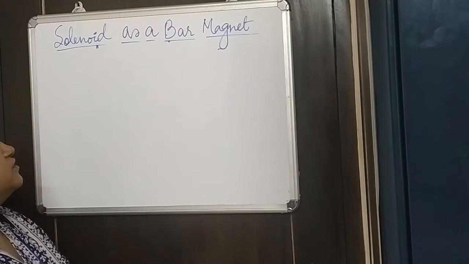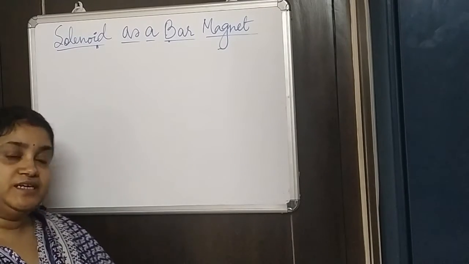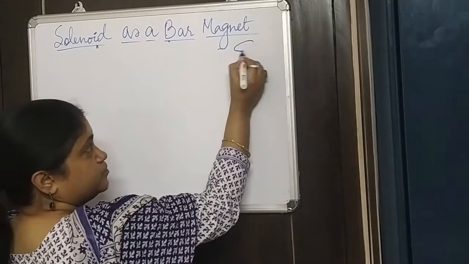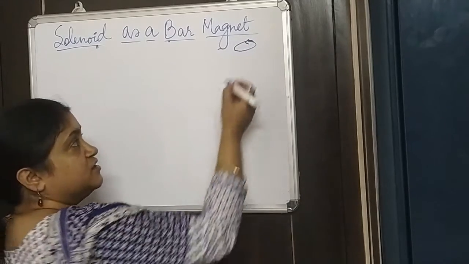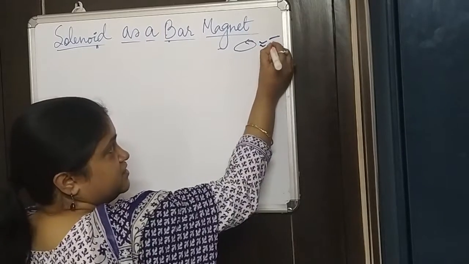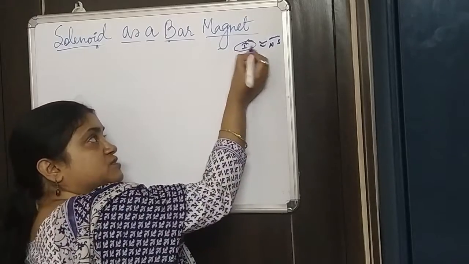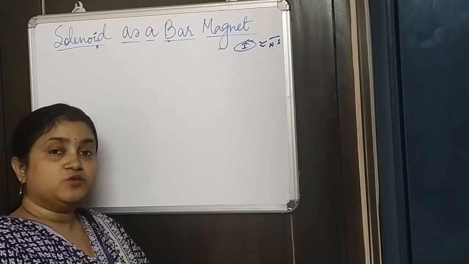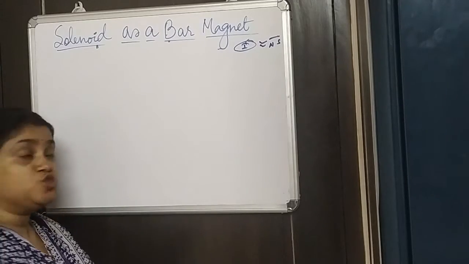To start with, solenoid as a bar magnet. As we already know, current carrying loops are generally equivalent to a magnetic dipole, which we have already seen, with north and south poles. But now we are talking about solenoid.